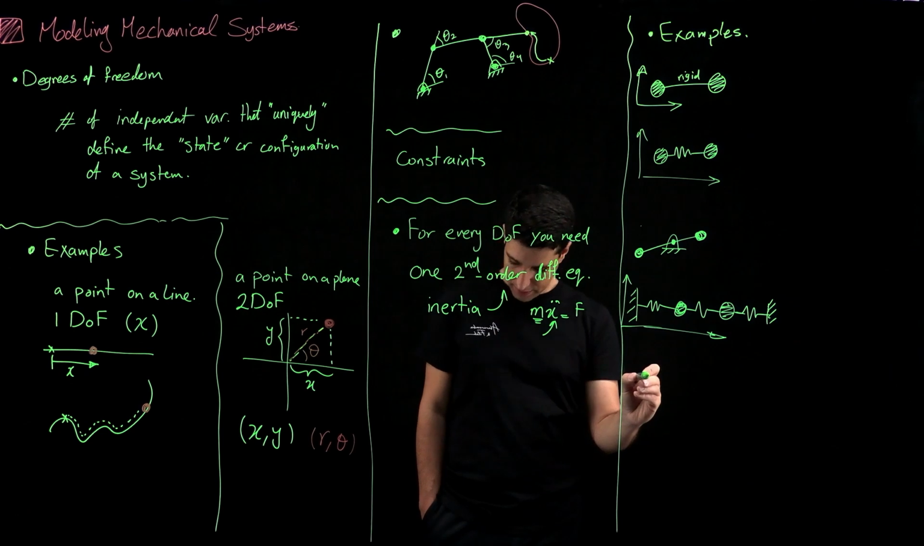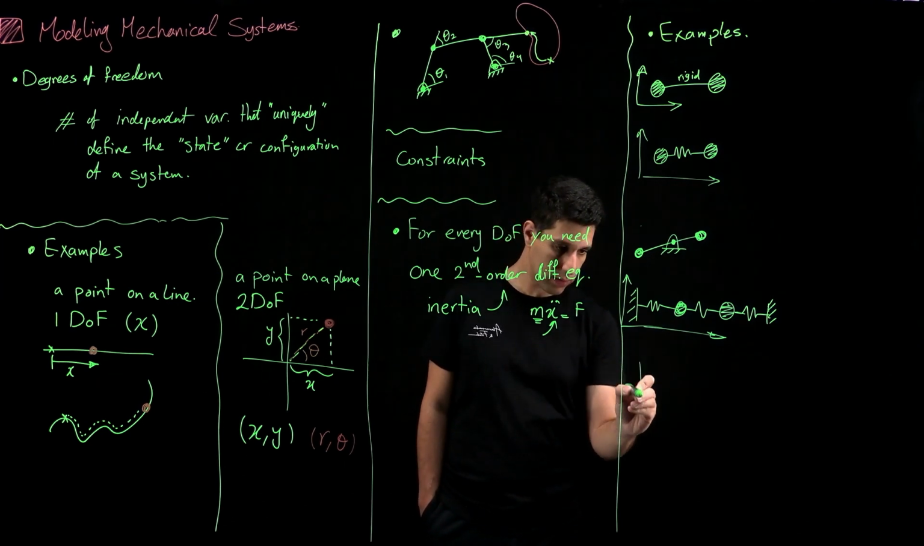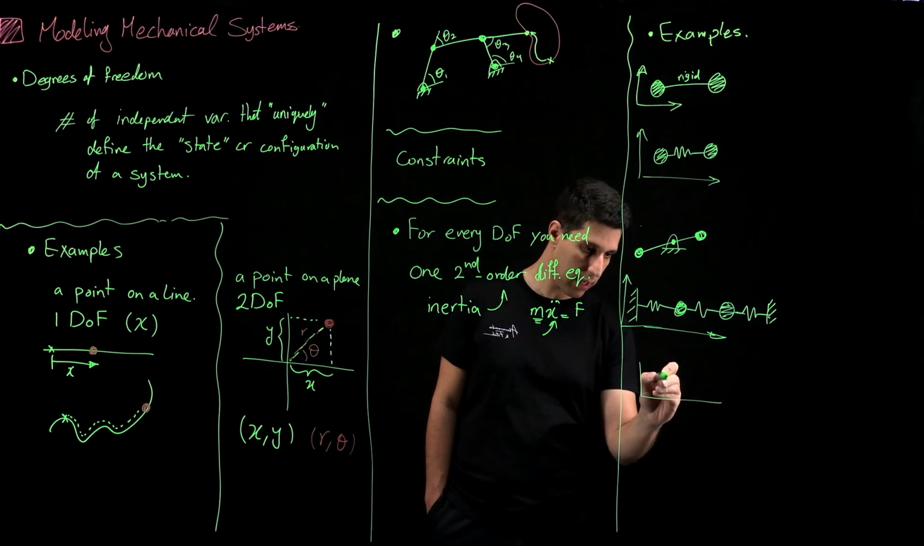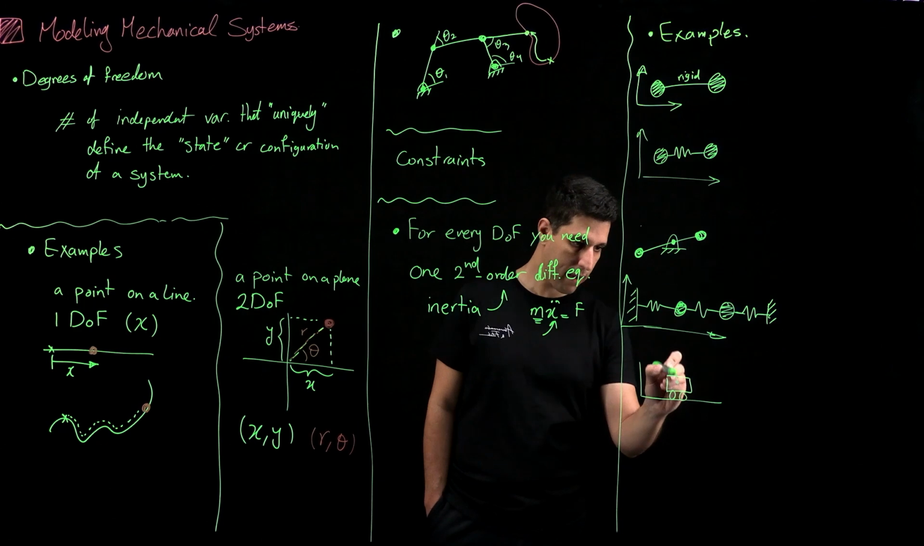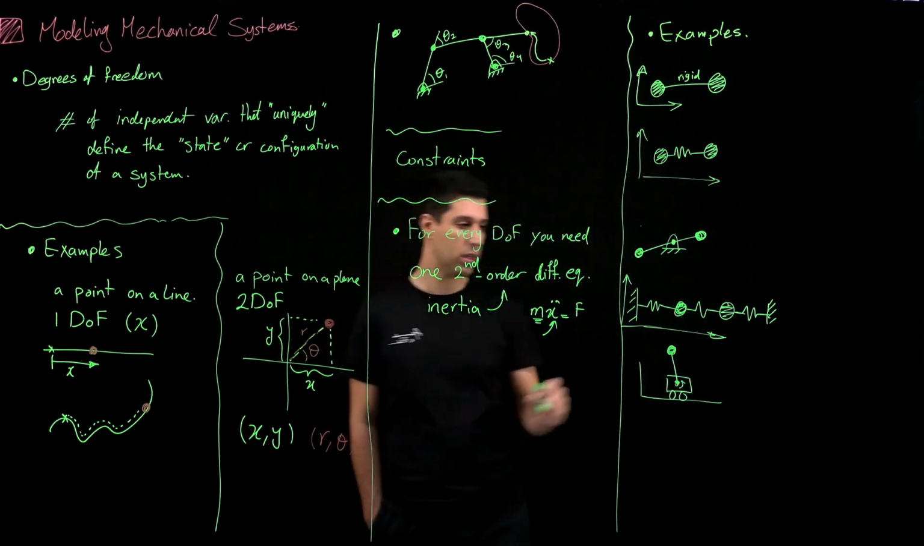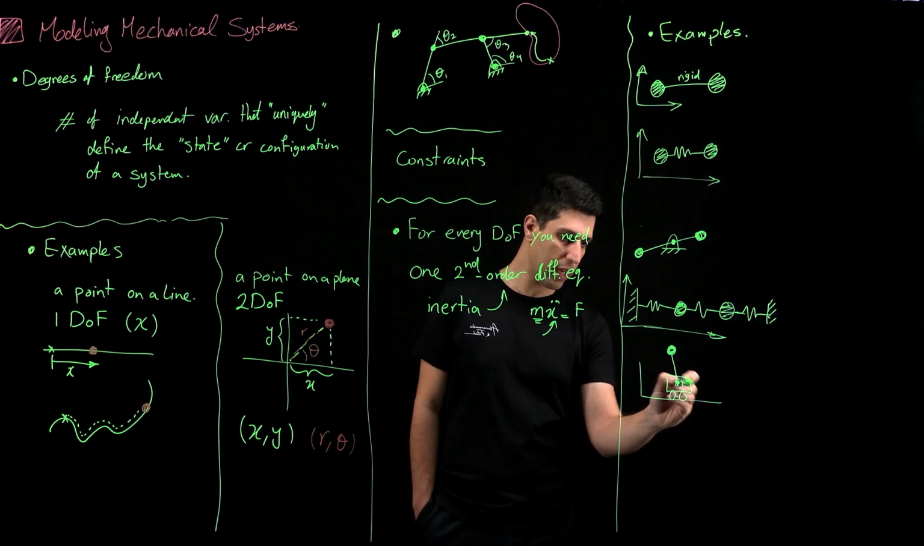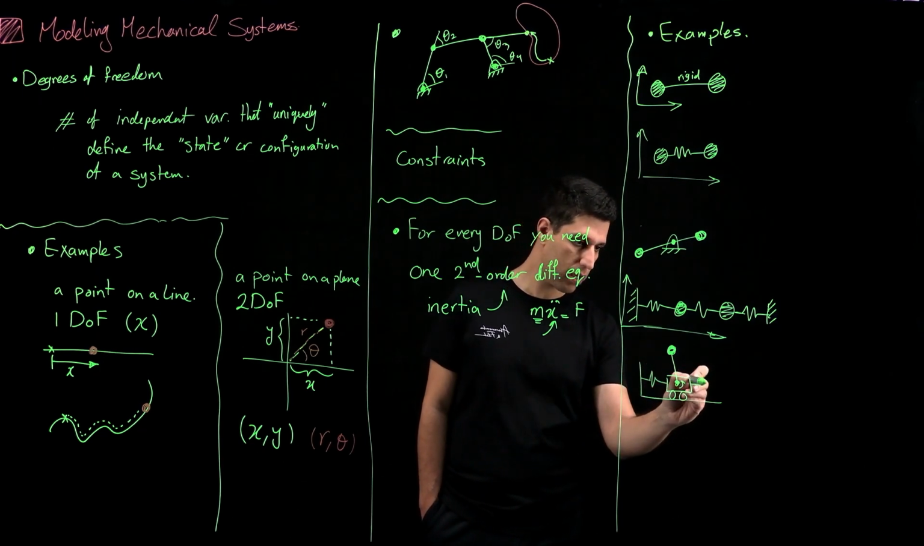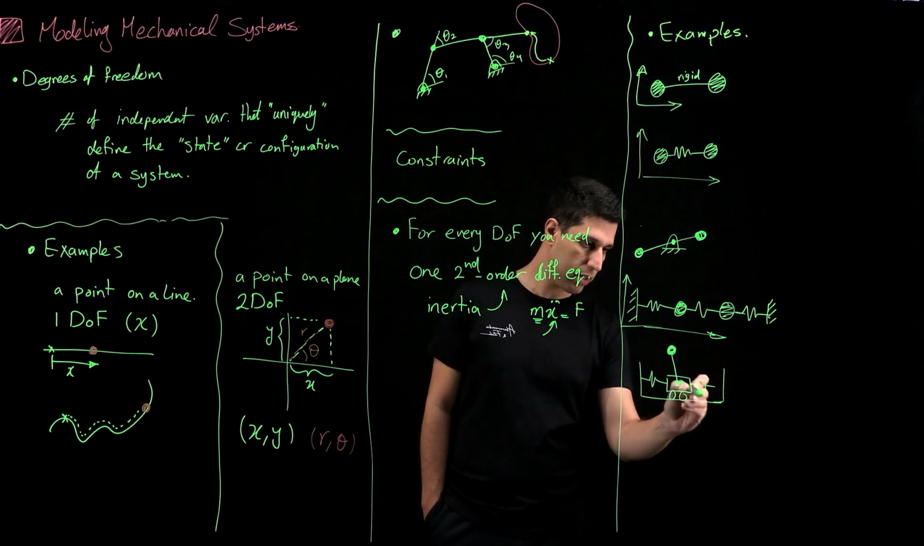One more example. I have a cart, a pendulum, and a mass on top. So this is a pin joint that it can rotate about, and the cart can go back and forth. It is attached by a spring and a damper between two walls.